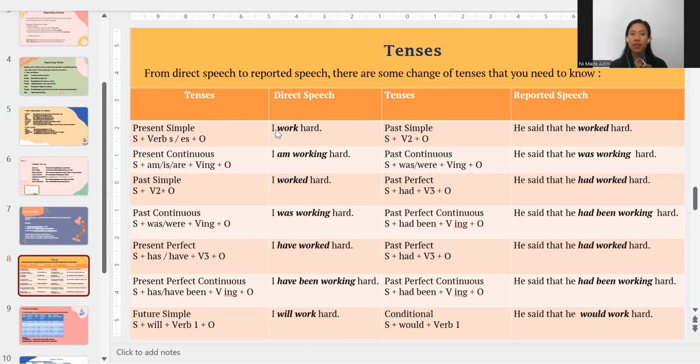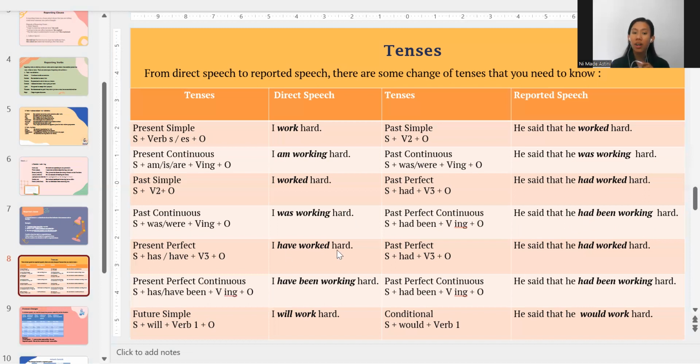Okay, for example, if I say "I work hard", the reported speech will be "He said that he worked hard". So the verb is changing from verb 1 to verb 2. And then "I'm working hard" will be "He said that he was working hard". "I worked hard": "He said that he had worked hard". And then for the past continuous, "I was working hard".